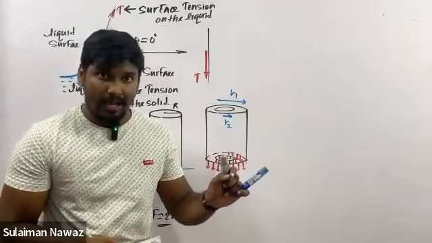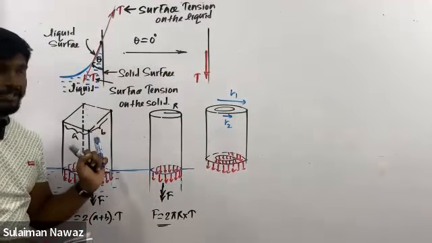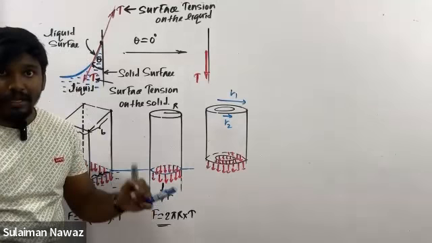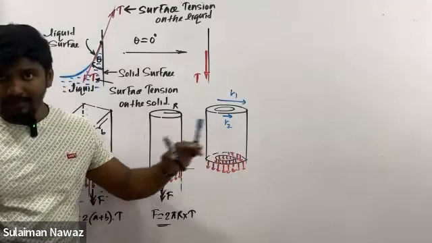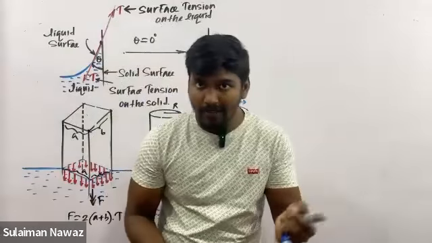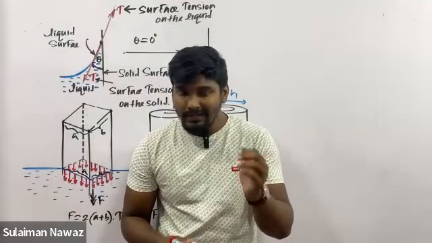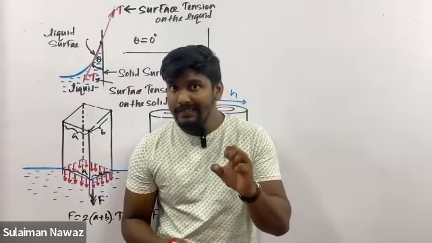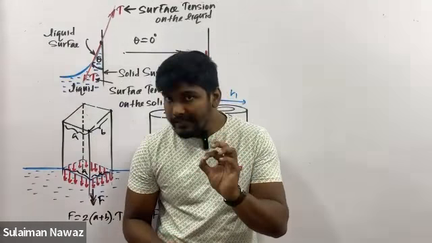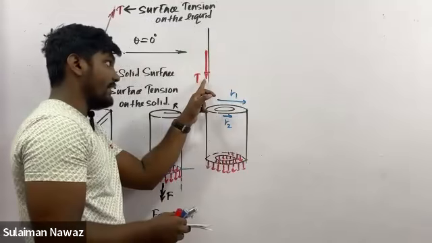Hereafter, I will only explain considering this rectangular object, but you should understand how the resultant surface tension force would be in these other two geometries as well. I hope you understand, right? Case number one, when the angle of contact is zero, what is the conclusion? What is the direction of surface tension acting on the solid? Vertically downwards, right? This is the surface tension acting on the solid.